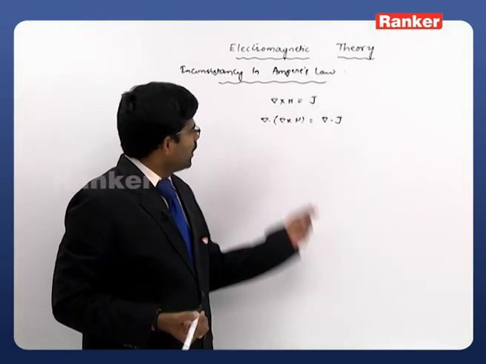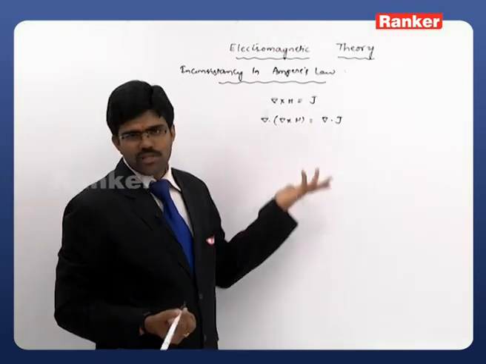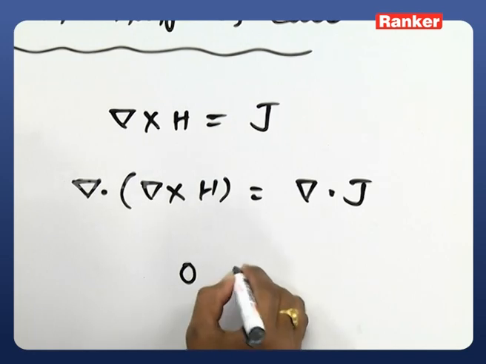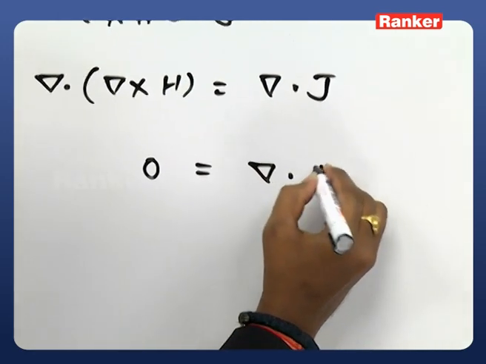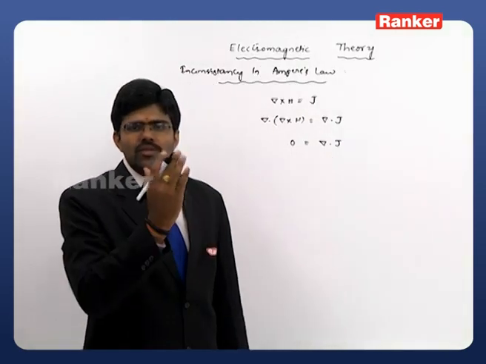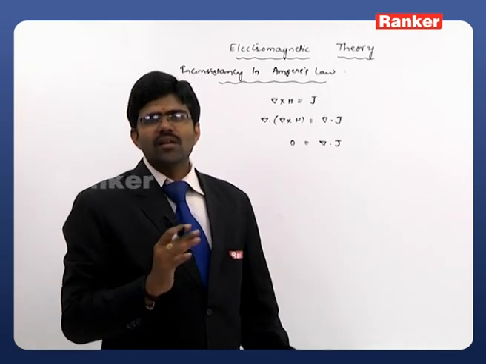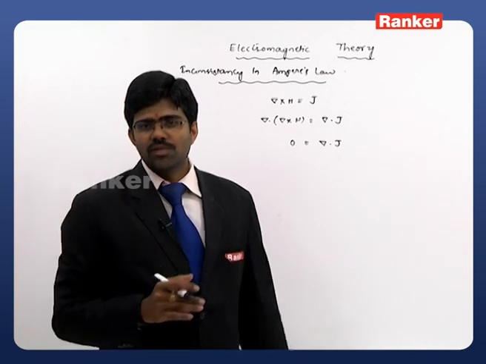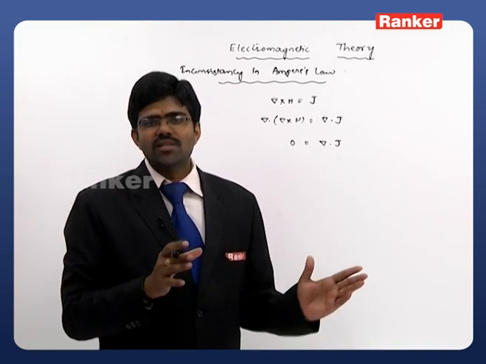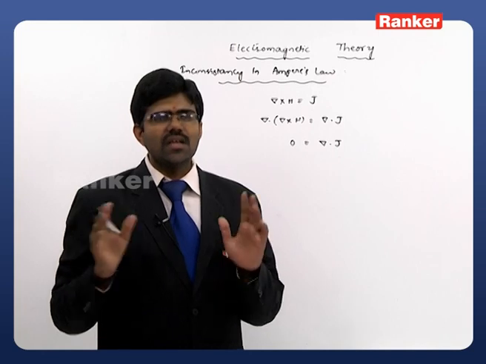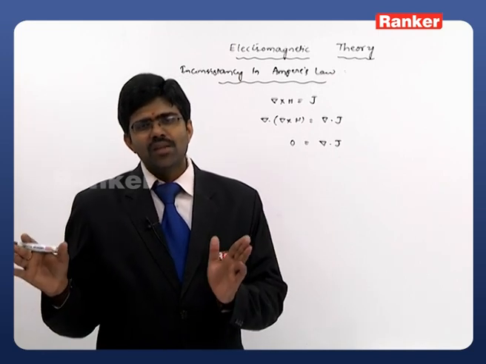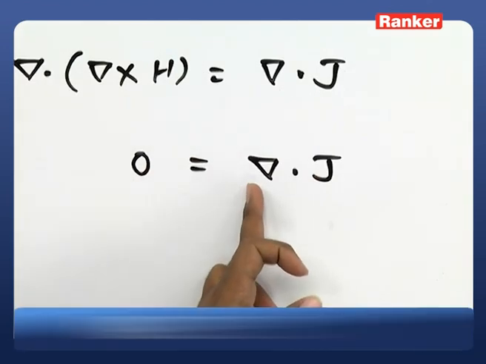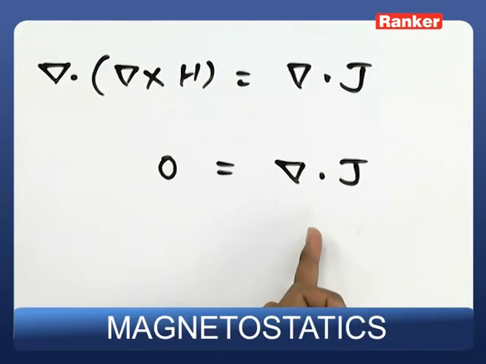Now clearly observe, divergence of curl of any vector is always equal to 0. So the left hand side term now becomes 0, which is equal to del dot J. Now clearly observe the right hand side term, that is del dot J. For which case are we observing it? For the time varying fields. For time varying fields, let us take some charges conserved. Since there is some charge, definitely we can observe some field, right?